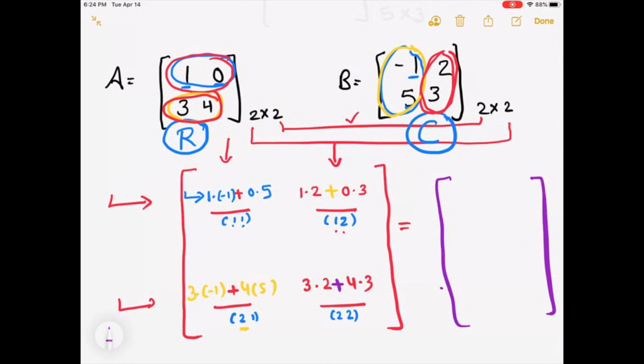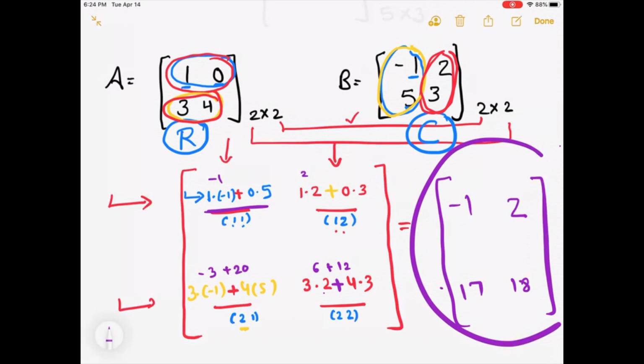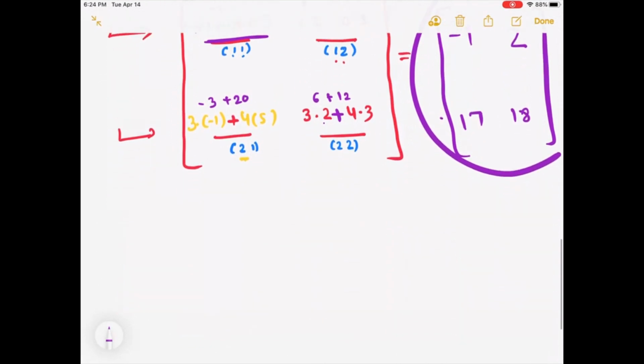First number, if I simplify here, it's -1 added to 0 would be -1. 1 times 2 is 2 and 0, so this would be 2. 3 times -1 is -3. 4 times 5 is 20, so this becomes 17. 3 times 2 is 6, and 12, that is 18. Here you go. So that's the product of these two matrices. Let me show you one more example.